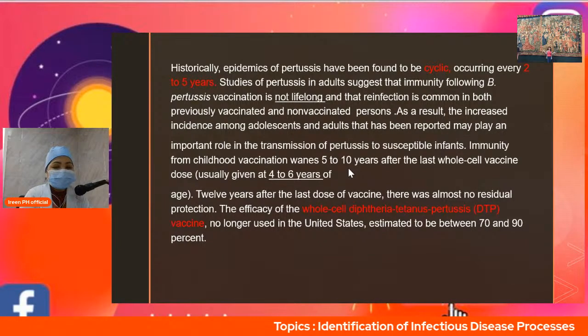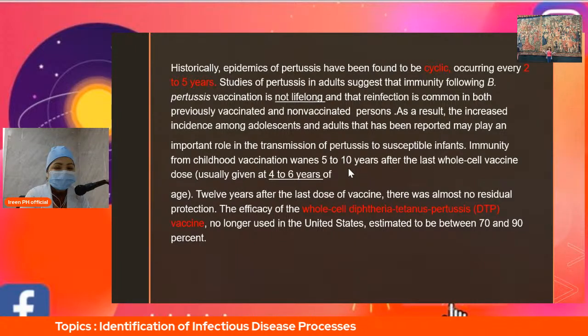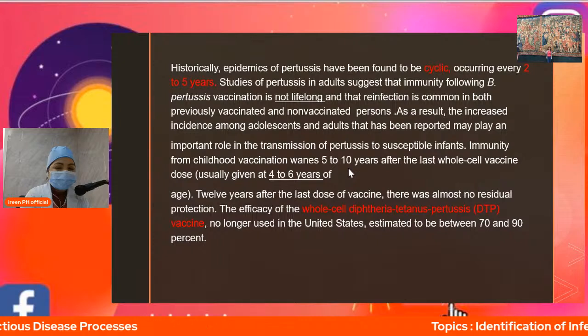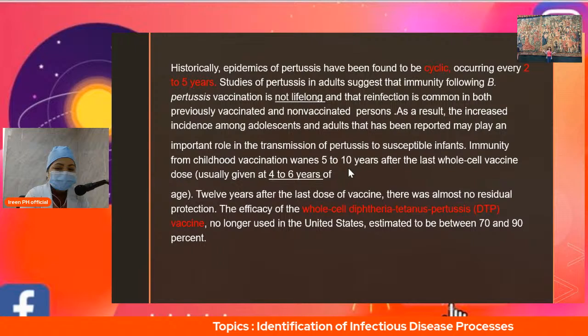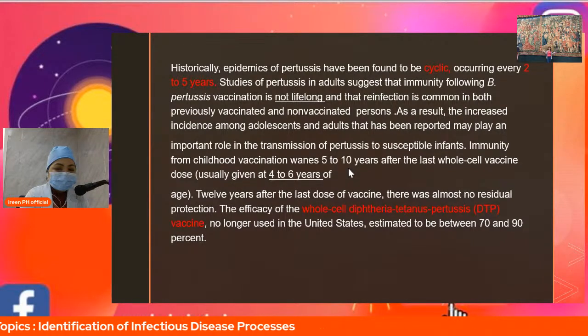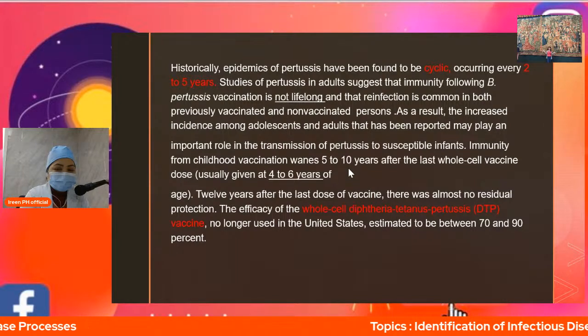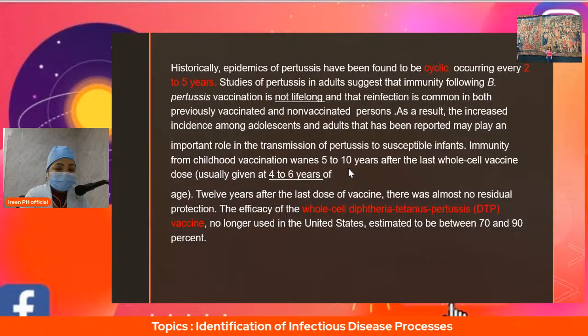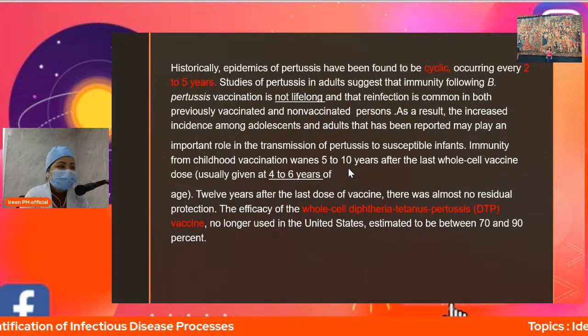Immunity from childhood vaccinations lasts 5 to 10 years after the last whole cell vaccine dose, basically even up to 4 to 6 years of age. 12 years after the last dose of vaccine, there was almost no residual protection. The efficacy of the whole cell diphtheria tetanus pertussis vaccine, no longer used in the United States, is estimated to be between 70 and 90%.